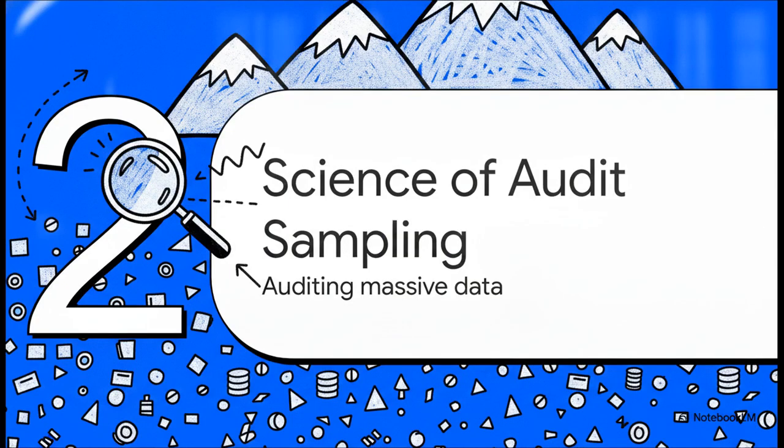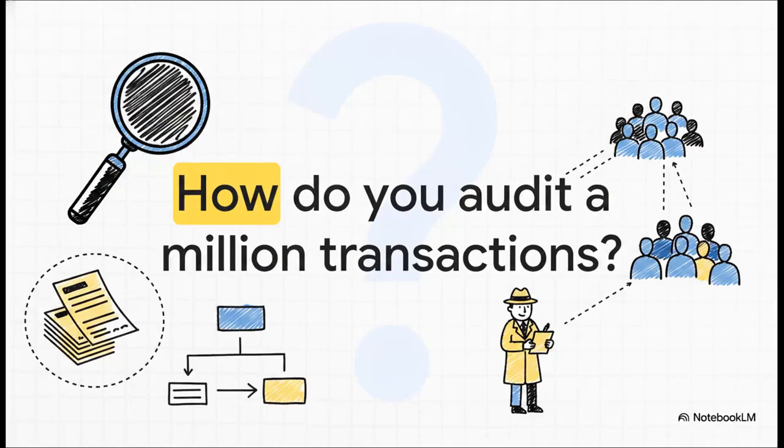Moving right along to Section 2, the science of audit sampling. Okay, picture this. You're faced with 1,000,000 transactions. How do you audit that without checking every single piece of paper and losing your mind? Well, you can't. It's literally impossible. A modern enterprise might process 50,000 transactions in a single afternoon. So this brings us to the science of sampling.